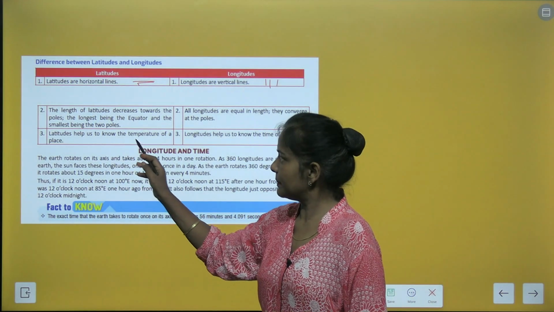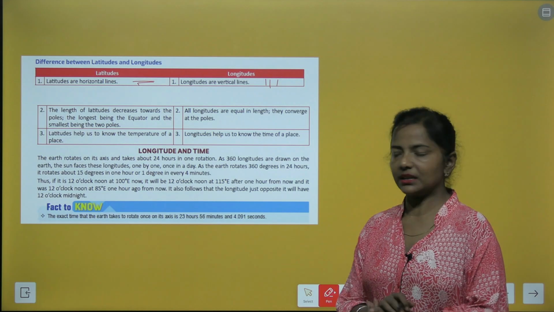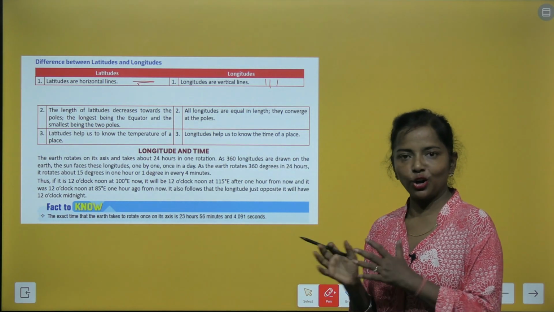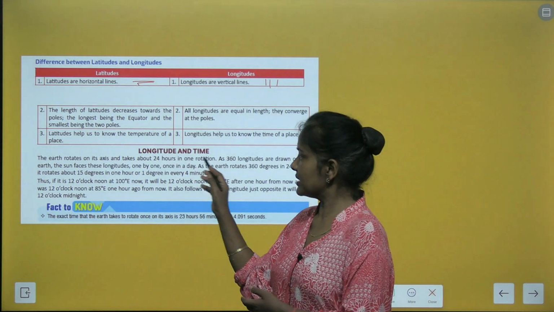Now latitudes help us to know the temperature of a place. Latitude से एक जगह का temperature के बारे में पता चलता है. Longitudes help us to know the time of a place और longitude से हमें एक जगह का time का पता चलता है. Longitude and time.